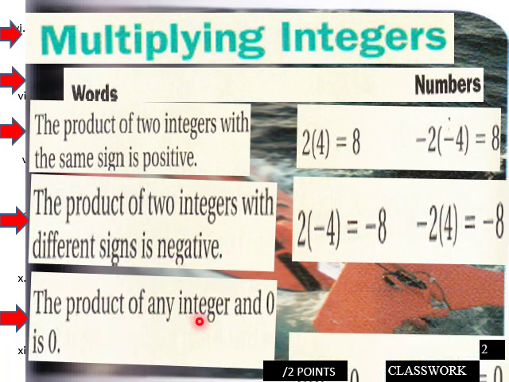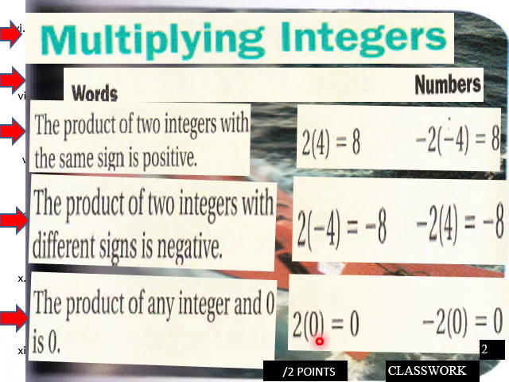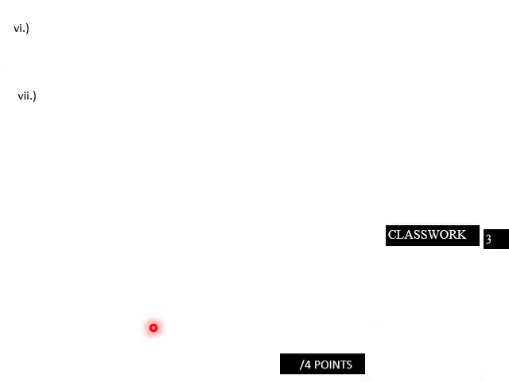And then the product of any integer and 0 is 0. So the zero product rule here is 2 times 0 is 0. Negative 2 times 0 as well.